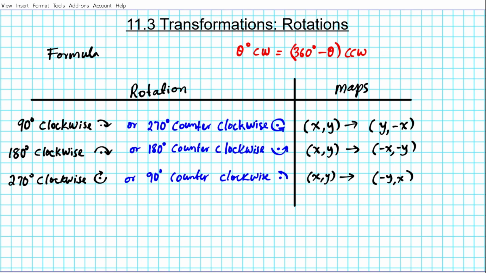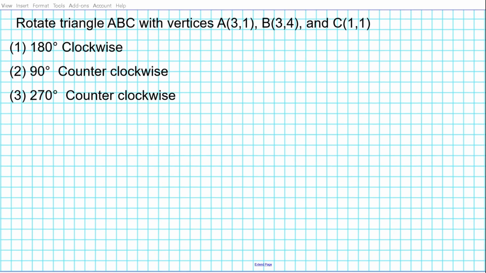All right, let's take a look at some examples. To get us started, we have triangle ABC with vertices 3, 1; 3, 4; and 1, 1. And we're to carry out these 3 rotations on the same triangle. We're going to be drawing everything on the same coordinate system. Okay, so the first one is 180 degrees clockwise. Let's go ahead and take a look at what that looks like.